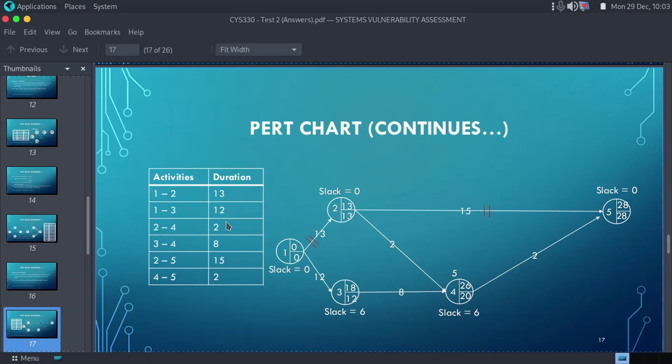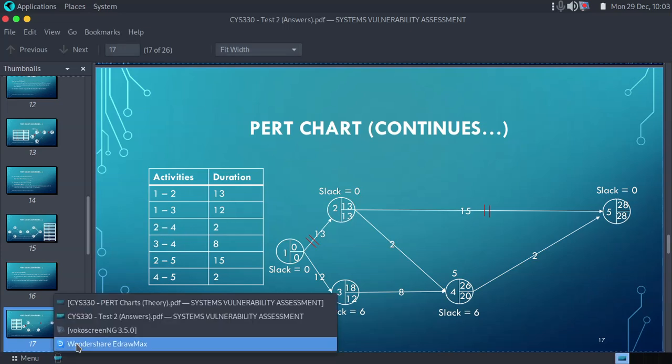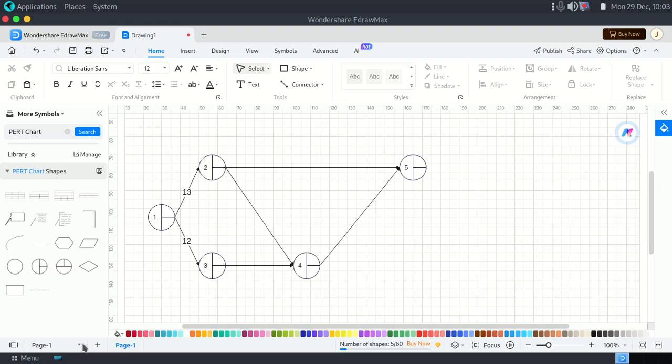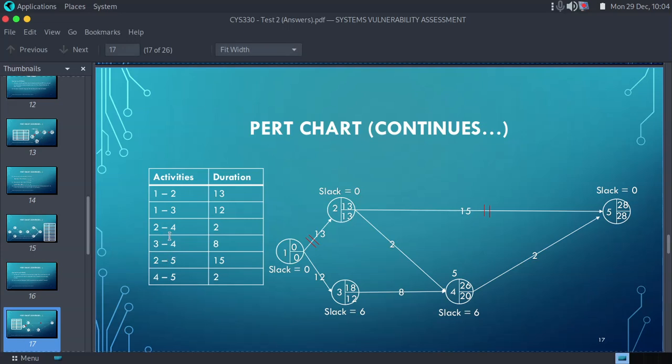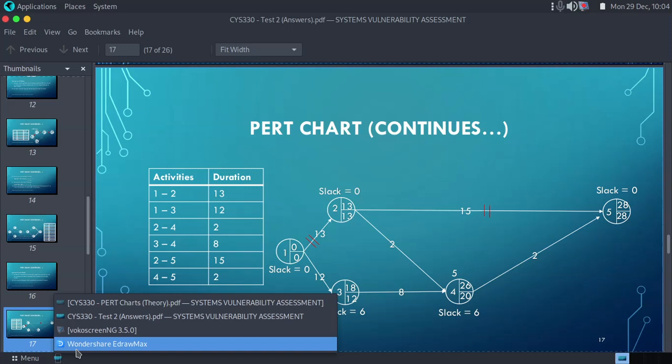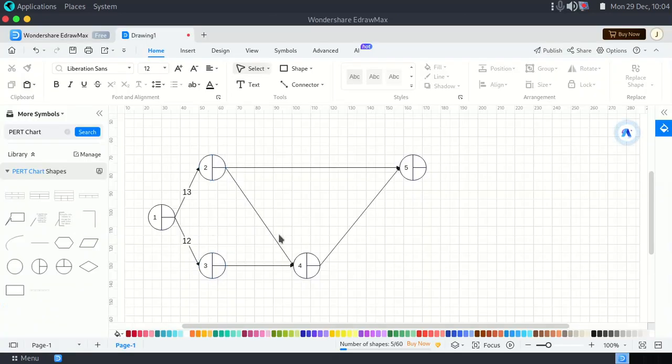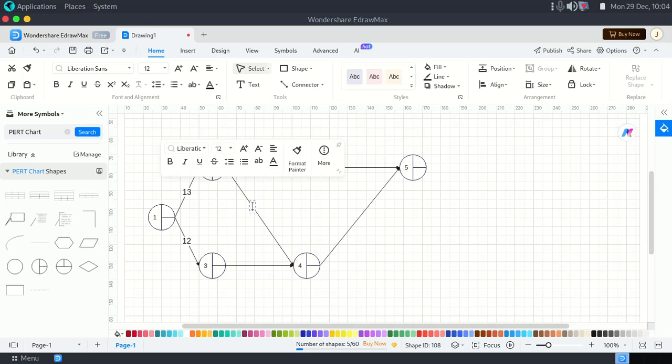So 2 to 4 is 2. So it's supposed to be closer to each other, I assume. 2 to 4, is it 2? It's what, 3? 2 to 4, 2. 2 to 4, the duration is 2.